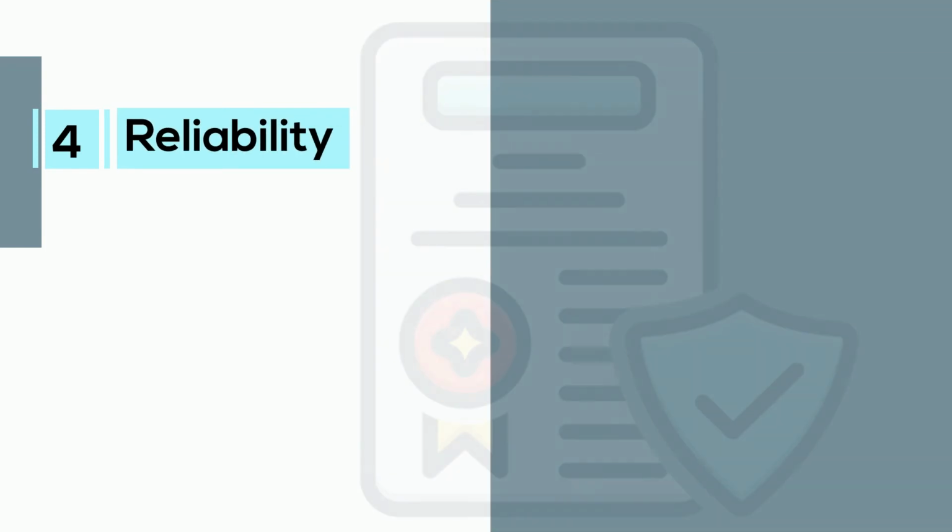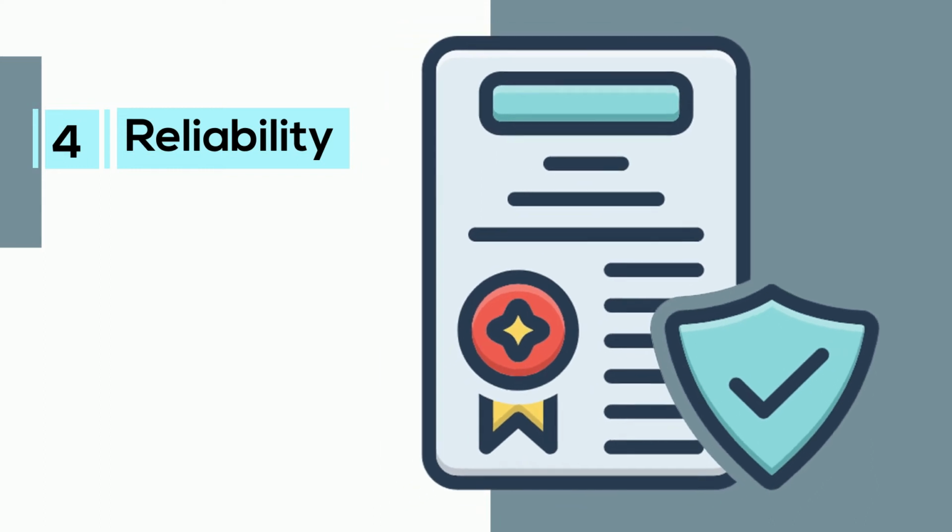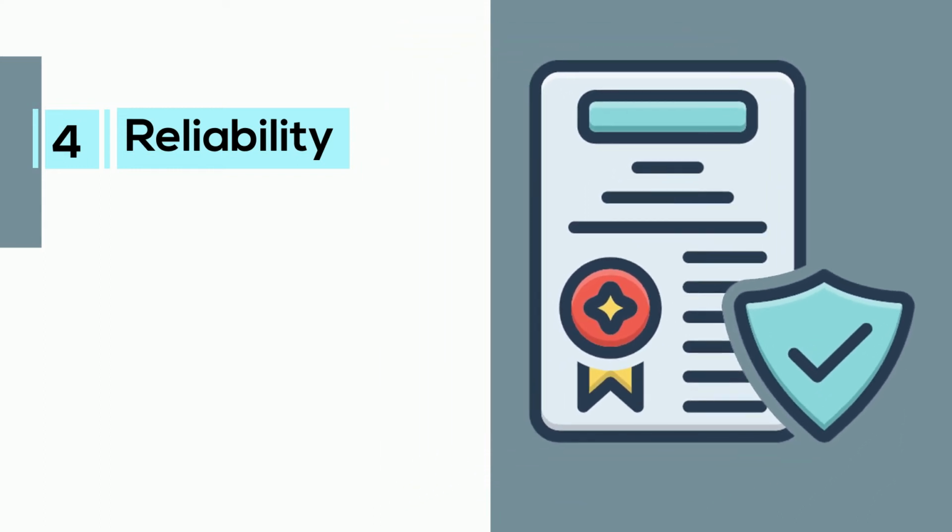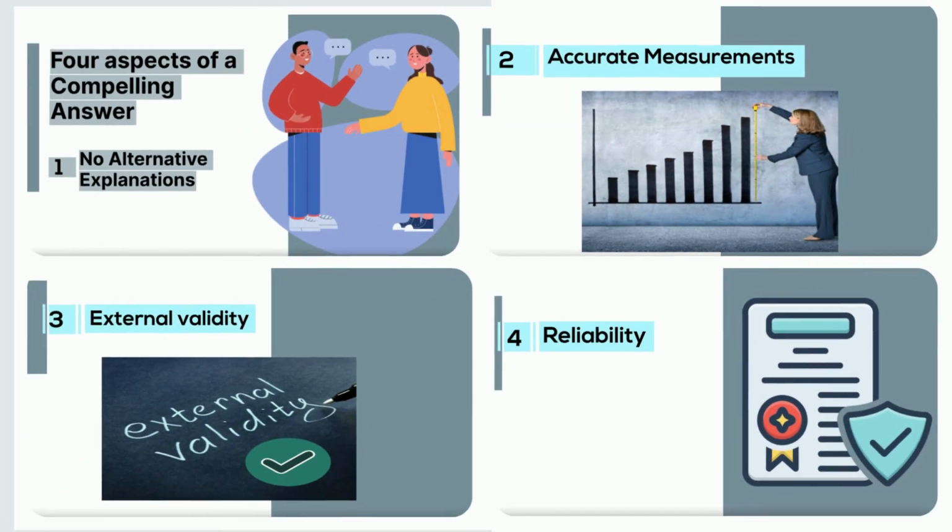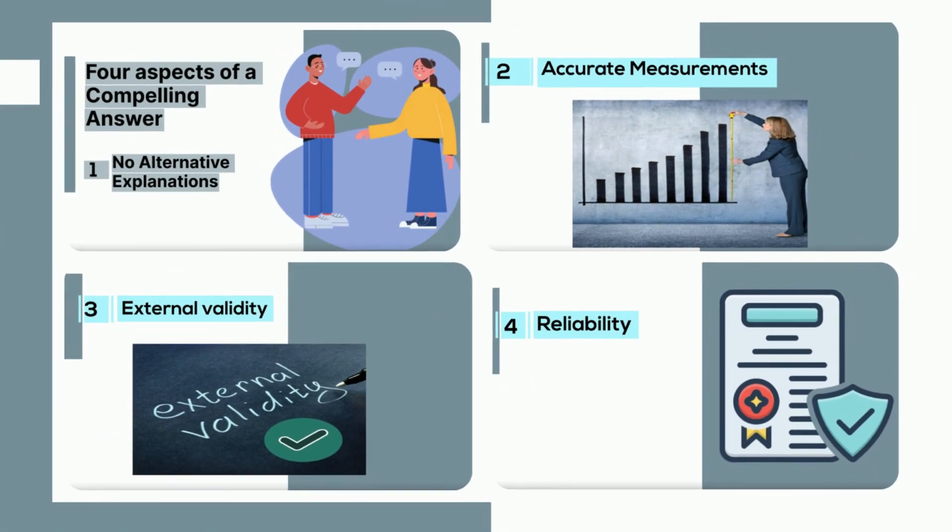The fourth aspect is reliability, which means that your findings are reliable, in the sense that if you did the study a second time, you would get the same result. We're going to talk about that in a lot of detail in the data analysis section. Okay, so these are the 4 aspects of a compelling answer.